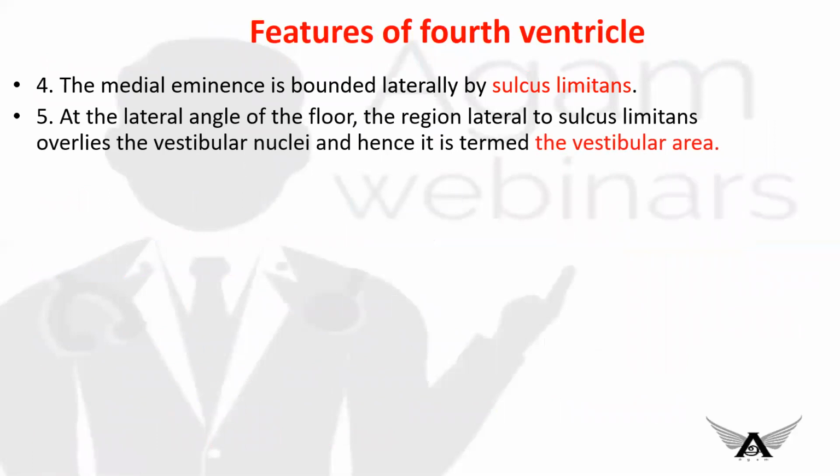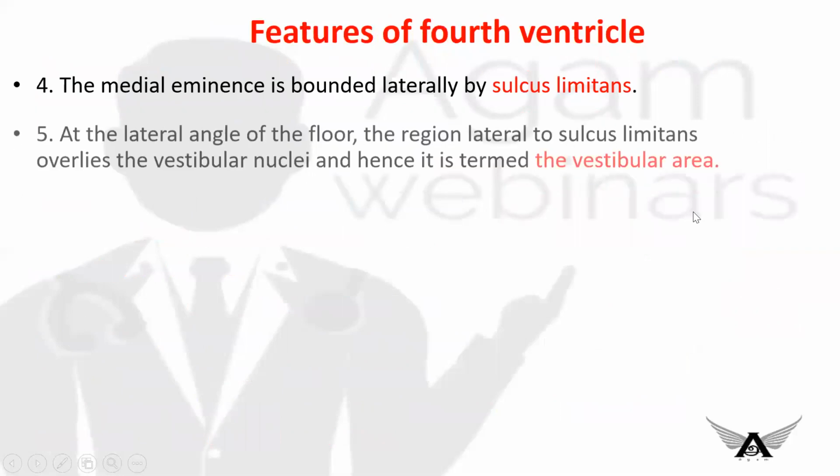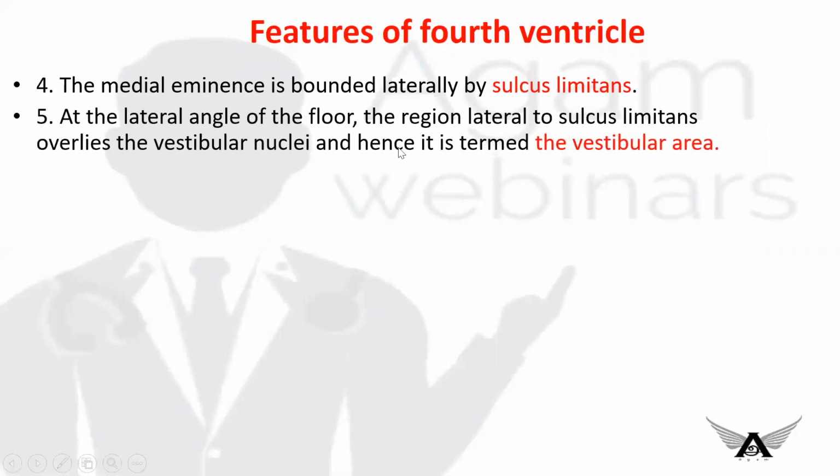Now the fifth point, the lateral angle of the floor. The region lateral to the sulcus limitans overlies the vestibular nuclei. So you will get another nuclei here, the vestibular nuclei, hence it's called the vestibular area. I'll show you. See this one, most lateral to the sulcus limitans, there is the vestibular nucleus, and this area is called the vestibular area. Don't get confused. At the lateral angle of the floor, the region lateral to the sulcus limitans overlies the vestibular nuclei, and hence it is termed the vestibular area.